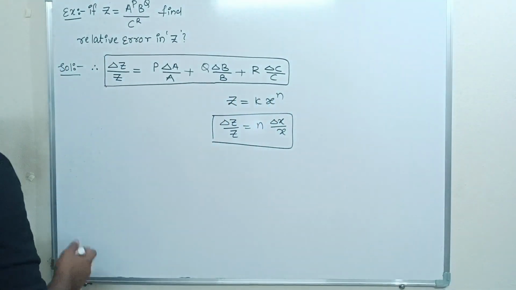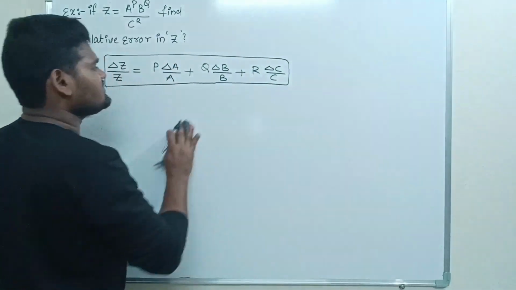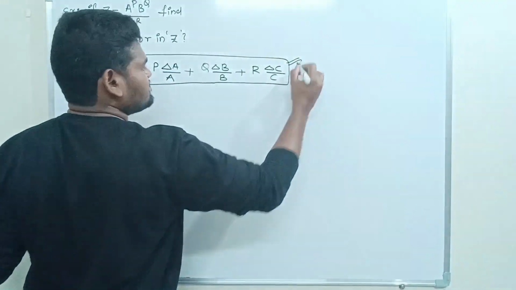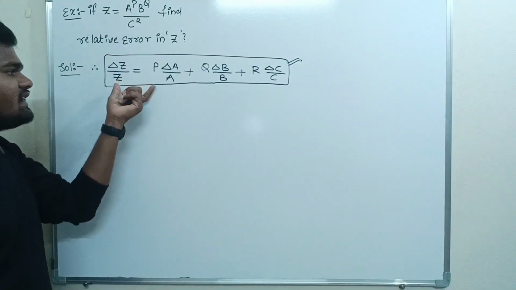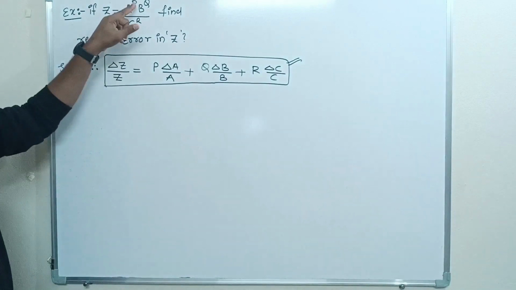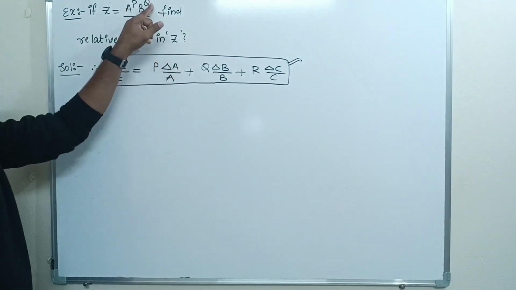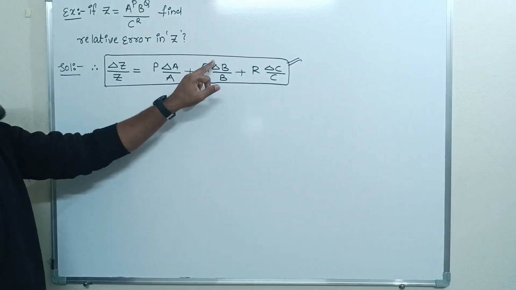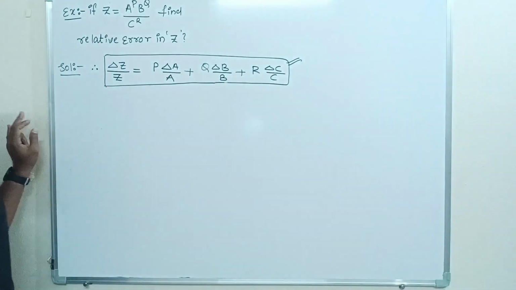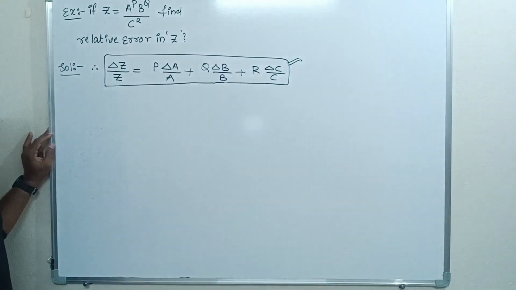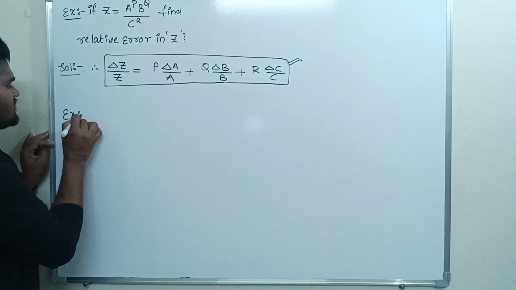Although if you take log on either side and differentiate, you will get the same answer. So this is the maximum relative error in Z. Are you getting? Just place the power in front of A and write delta A by A. Place Q in front of B, write delta B by B. Place R in front of delta C by C. Easy one. Any doubts?